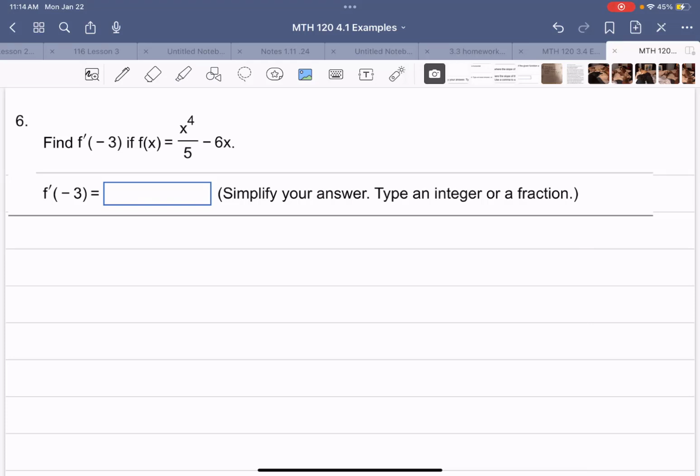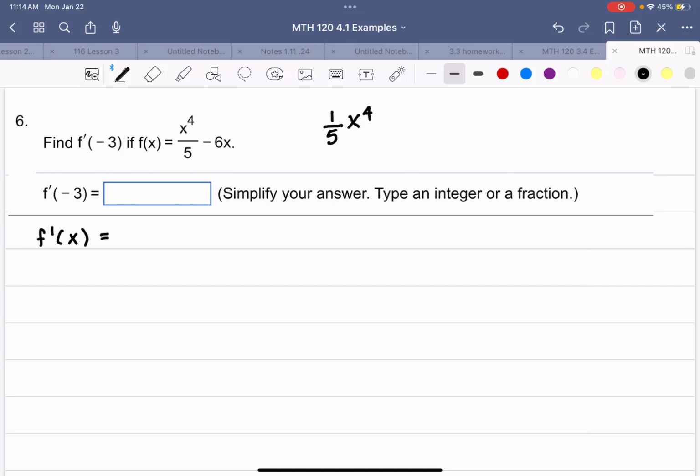Example number 6. Find f prime of negative 3 if f of x is x to the 4th over 5 minus 6x. Well, before we can find f prime of negative 3, we need to find f prime of x. Now let's think about this divided by 5. This is like a 1/5 x to the 4. So that coefficient is a 1/5. And then it's minus 6x.